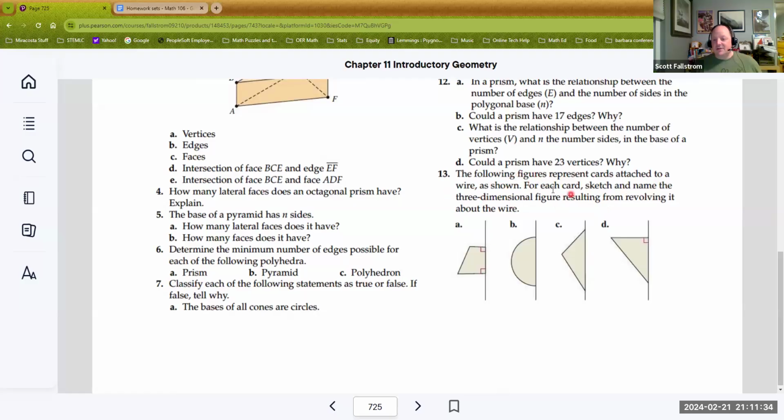Oh, so this is a three-dimensional shape that you're going to create. And if you haven't seen these before, they're kind of cool. Take a string, it says a wire, but take a piece of string and tape a polygon or some other shape to it, and then spin the string between your fingers. And when you see it rotating, it looks like a three-dimensional shape. Your goal is to come up with the name of that three-dimensional shape. Okay. Sketch and name the three-dimensional shape.